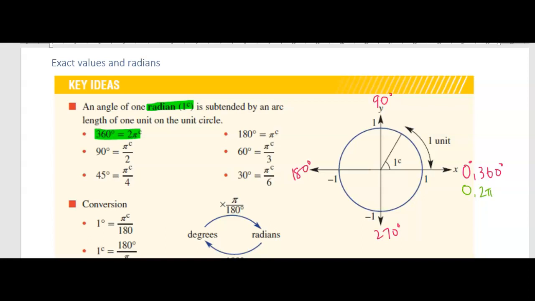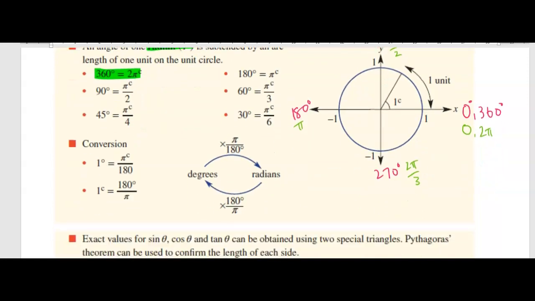So if we were to go halfway to 180, we've gone pi. And then at 90 degrees, we've only gone halfway, so it's pi on 2. And then at 270, we've gone 1.5 pi, so it's going to be 3 pi on 2. You can see those values here. So 90 degrees is pi on 2, 180 is pi. And then you've got some others. 60 degrees is the same as pi on 3, 45 degrees is pi on 4, and 30 degrees is pi on 6. So you can get those values as well by using this conversion.